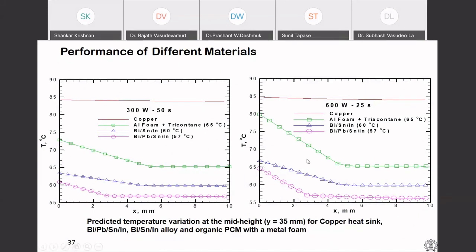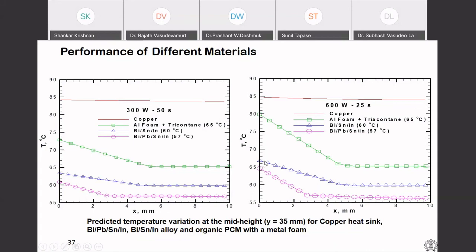The second is the 600 watt pulse. You can still see that the leaded alloy, as an example, has melted because the energy content is the same. The total amount of melted material is equal. However, the junction temperature changes. It has melted only up to 2.8 mm, but because the flux is higher, the junction temperature is close to 65. Still, you get an advantage of a 20 degree difference between copper and the phase change material. And it has reduced the thickness required for this heat dissipation.